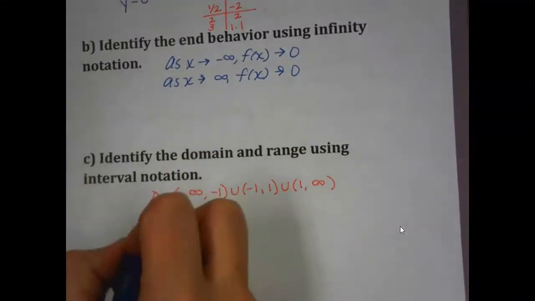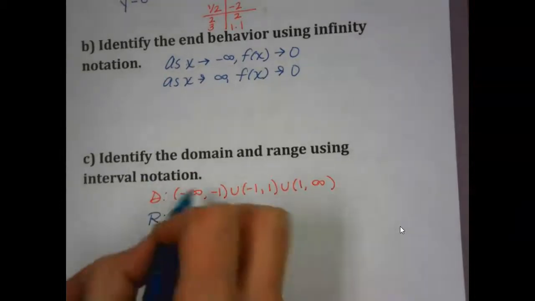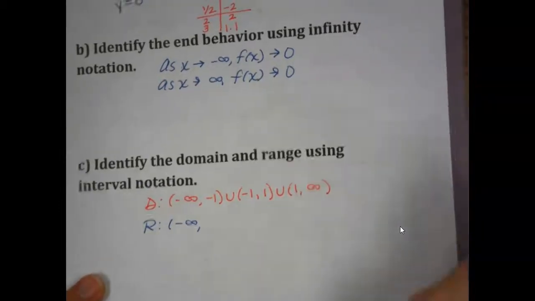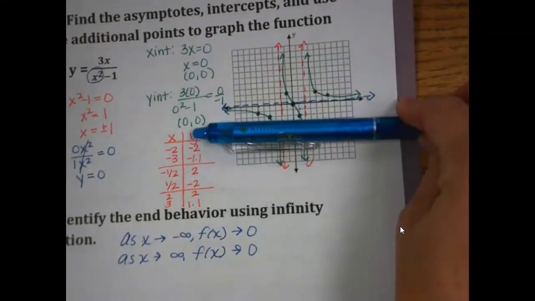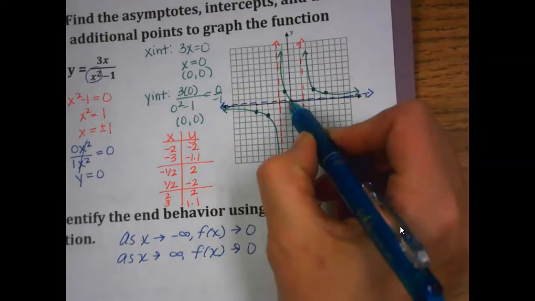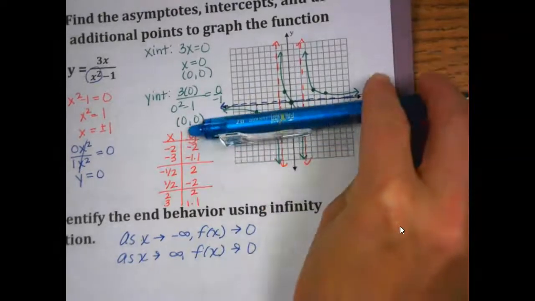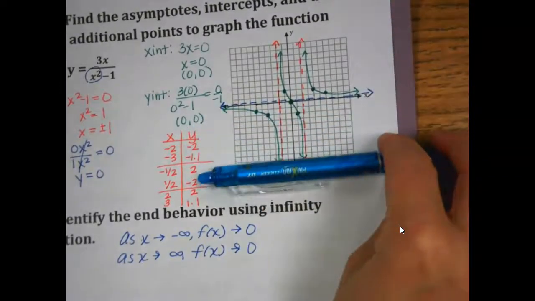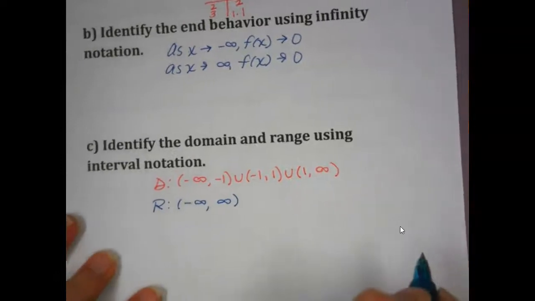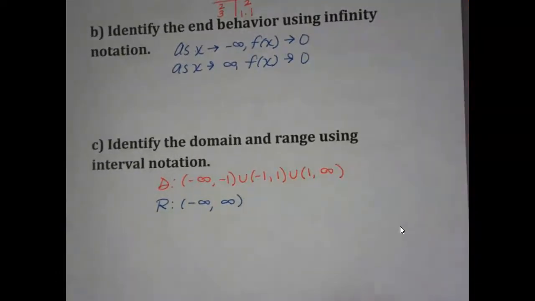Range, on the other hand, is our y values. We start with negative infinity. And even though we have a horizontal asymptote on this one, we ended up with a point that was right on it. So it actually didn't stop us at all. So we can go all the way straight through. Range is negative infinity to infinity. So sometimes you will cross your horizontal asymptote even though you never cross your vertical asymptote.